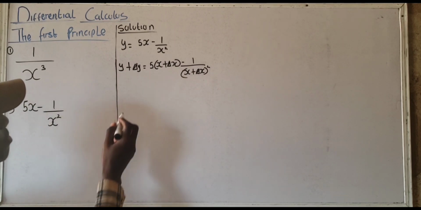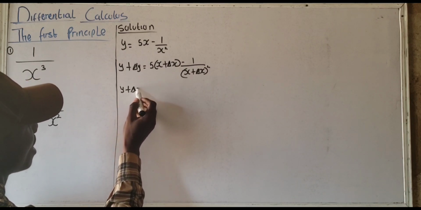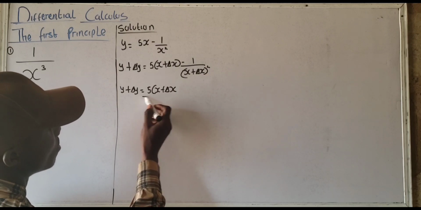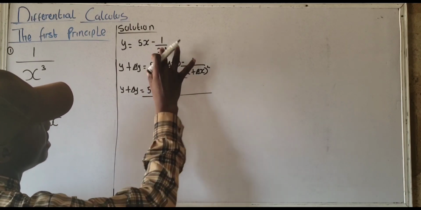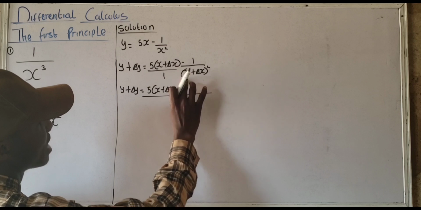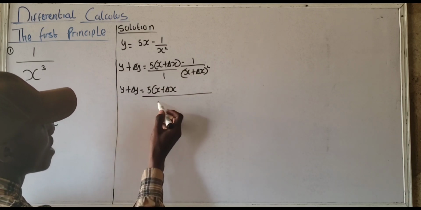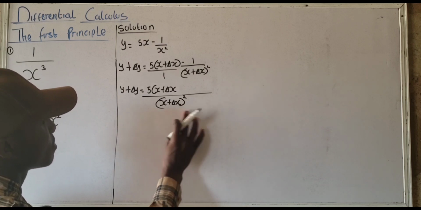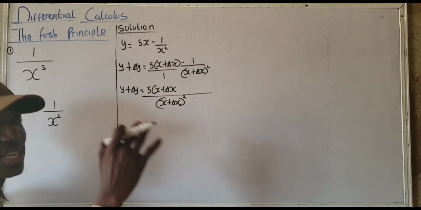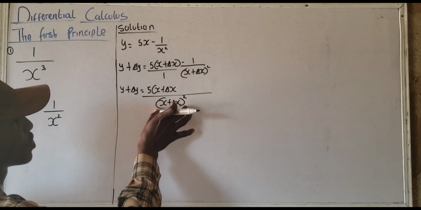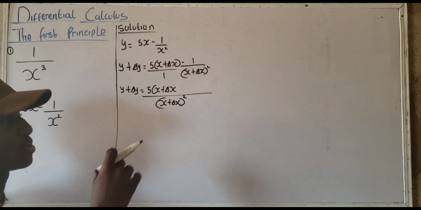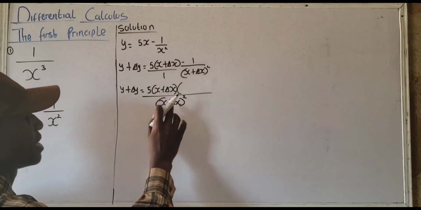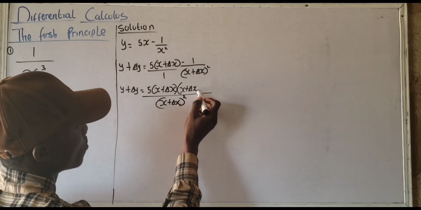equation. So here I'm going to have y + delta y equals 5(x + delta x). Now take the LCM. The LCM of this fraction and this fraction is what? 1 times (x + delta x)². So I'm going to have (x + delta x)². That is the LCM. Okay? Now (x + delta x)² divided by 1, that will be what? (x + delta x)², times 5(x + delta x). That means I'm going to have 5 multiplied by (x + delta x) multiplied by (x + delta x)².